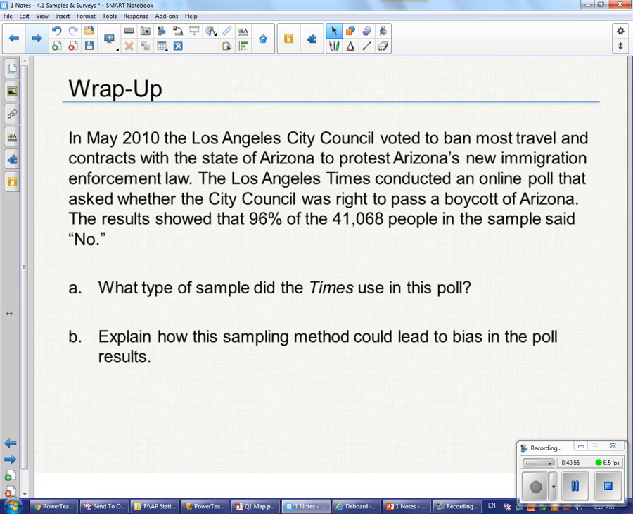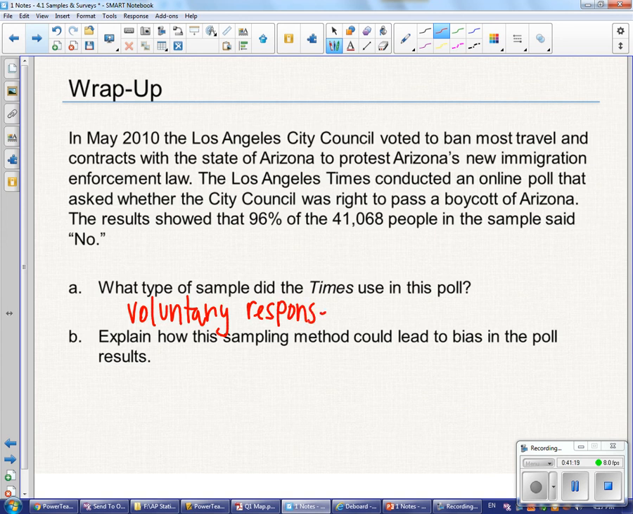Well, what type of sample did the Times use in this poll? It was an online poll that simply asked a question. They did not select their sample. So if you think about the individuals who responded, they selected themselves. This is what we call a voluntary response sample. And again, very often the people that respond to these kinds of surveys are very, very passionate about the topic.